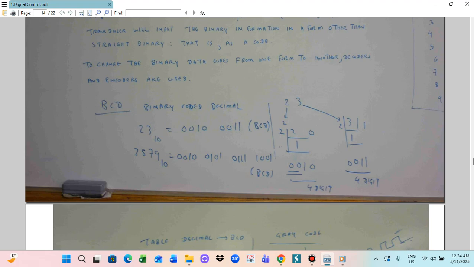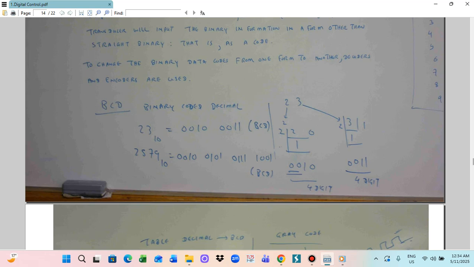Therefore, the decimal 2 can be represented by the binary 0010, and the decimal 3 can be represented by the binary 0011. So 0010 for the 2 and 0011 for the 3. This is for the BCD code. So we represent BCD code this way.